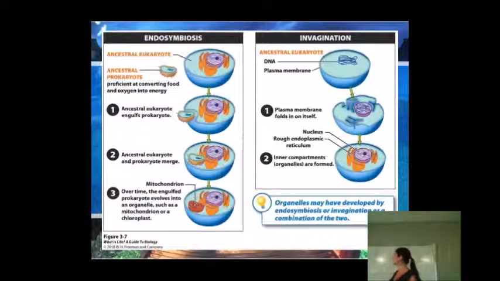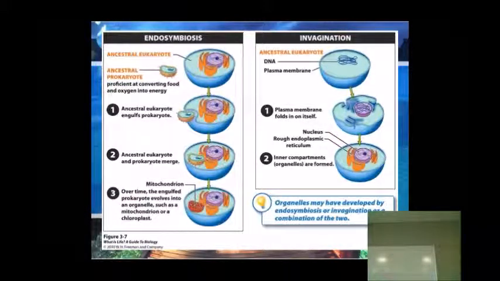So in endosymbiosis, this may have been the original cell, where we have ancestral prokaryotes that are converting food and oxygen into energy, and then the ancestral eukaryote takes the prokaryote in. A prokaryote is the bacterial cell, so the ancestral cell may have taken in this prokaryote, and when it took it in, it merged, and it may have become the first mitochondria. So organelles may have developed by endosymbiosis.